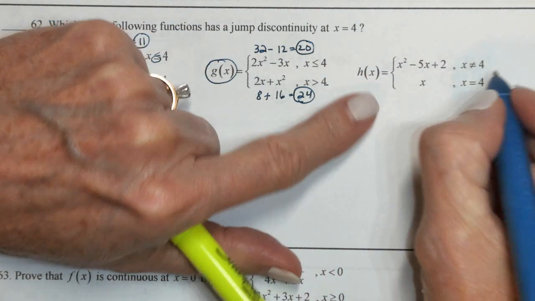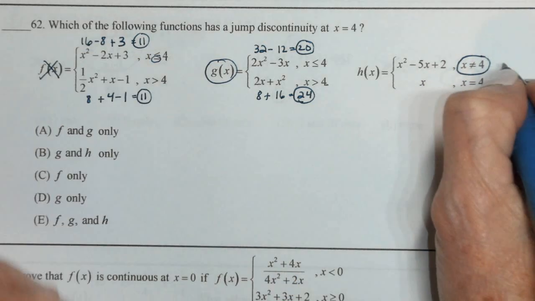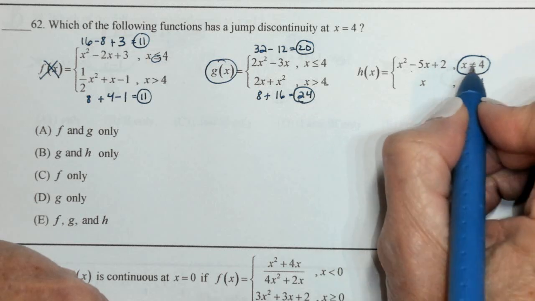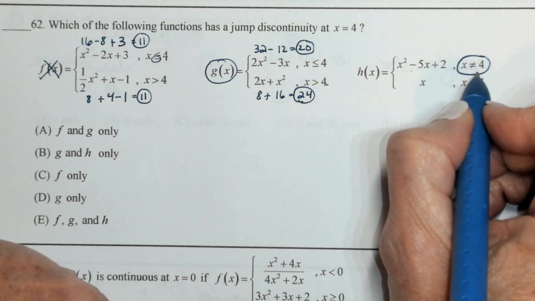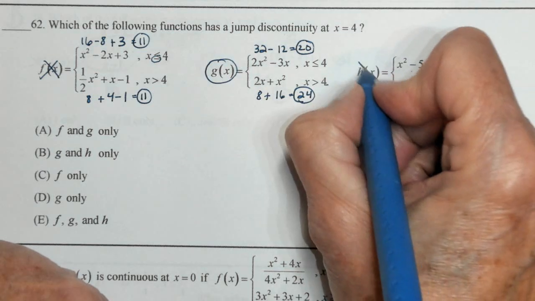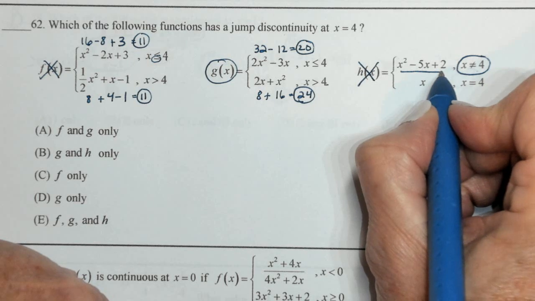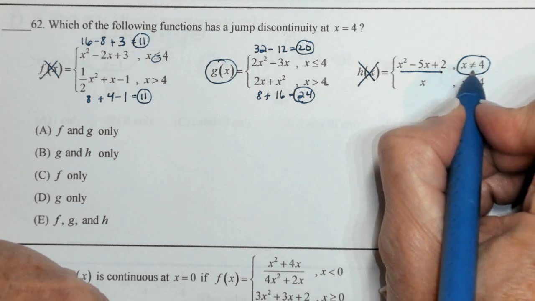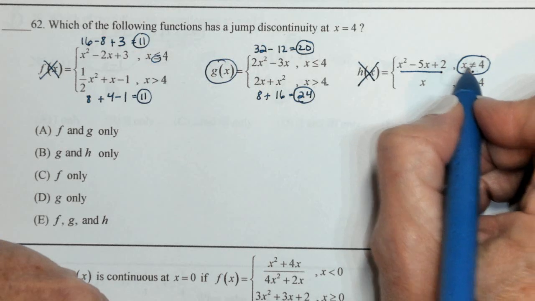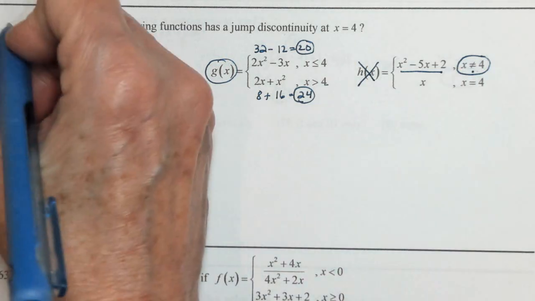For h, I noticed this is a parabola everywhere except exactly when x is 4. There is no way that could be a jump discontinuity. Can't be. This is a parabola everywhere except x equals 4. So at most there could be a hole, but it will not have a jump discontinuity. So the only correct answer there is D.